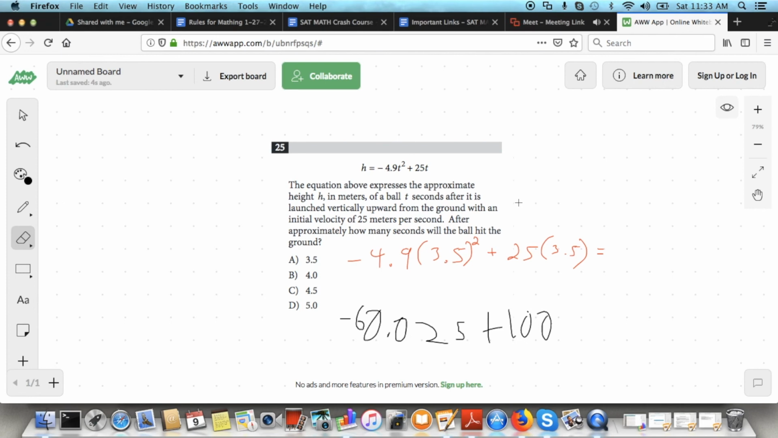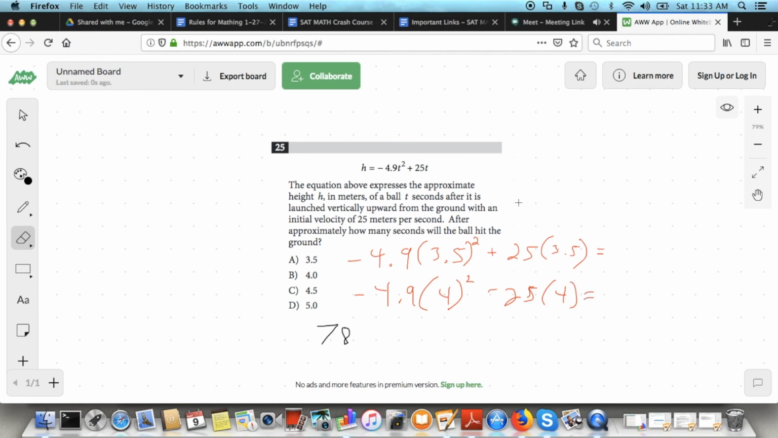Let's try B. Okay, I'm gonna clear this as well. And then 78.4. Now this should be negative, right? Negative 78.4. So that's still a little bit more than 0. Yeah, we're getting closer. That's like 1.6 or something.